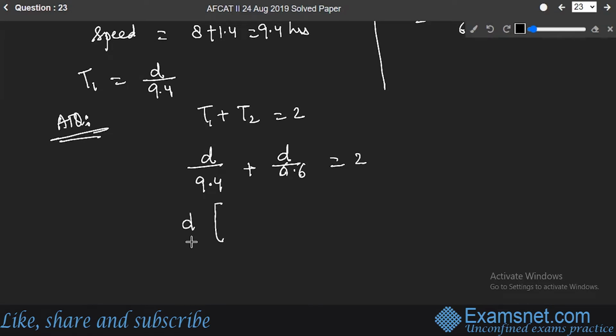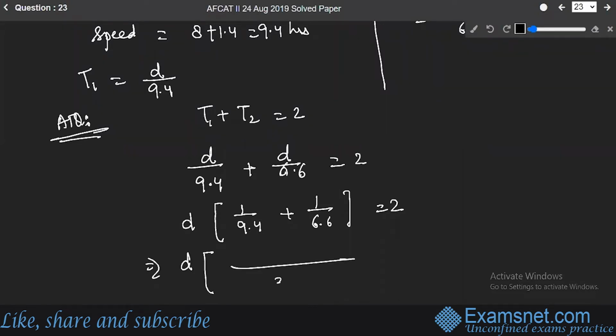Let's take the d common. So d into (1 upon 9.4 plus 1 upon 6.6) is equal to 2. This will give you d is equal to, you will take the LCM, it will be 31.02 and here will be 3.3 plus 4.7 is equal to 2.